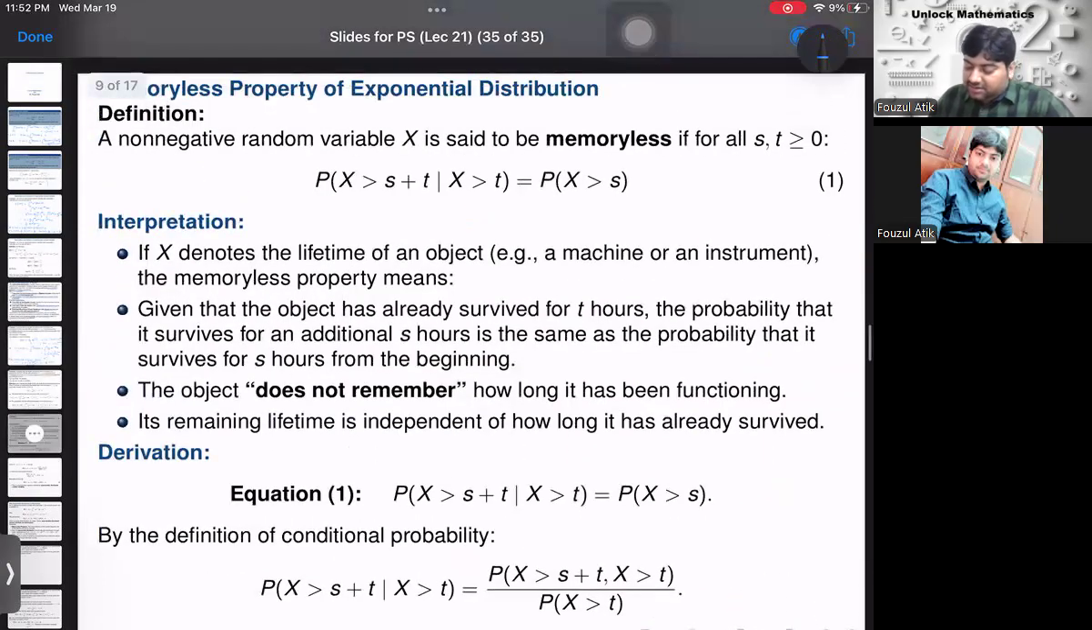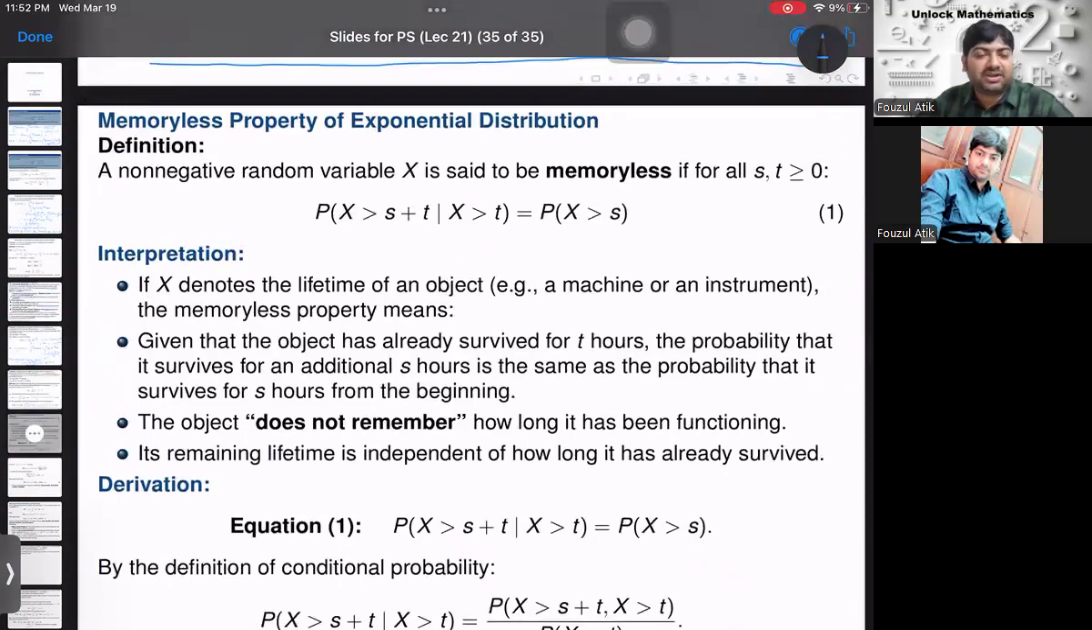Okay. Now one interesting property we will understand, the memoryless property of the exponential distribution. So first of all, let us understand what a memoryless property is. Very, very interesting one. You will see that it's very easy as well. A non-negative random variable x is said to be memoryless if for all s, t greater than or equal to 0, the probability of x greater than s plus t given that x greater than t is equal to the probability of x greater than s. What is this sign? It is the conditional probability. What is the condition? X greater than t is given. Then the probability of x greater than s plus t is actually equal to the probability of x greater than s.